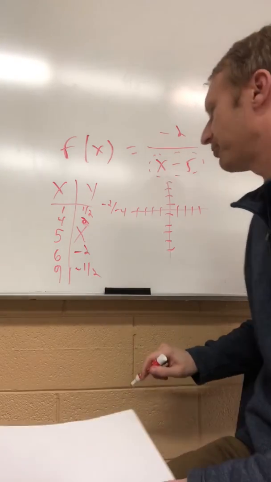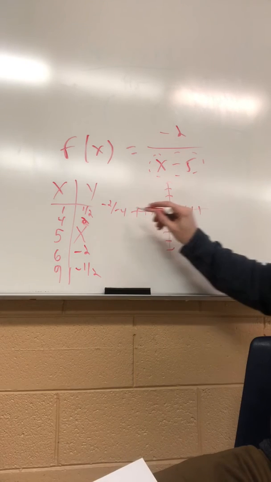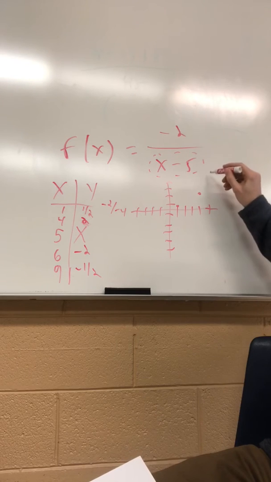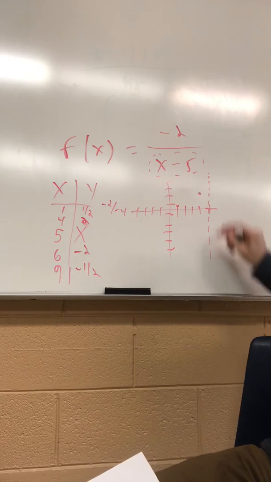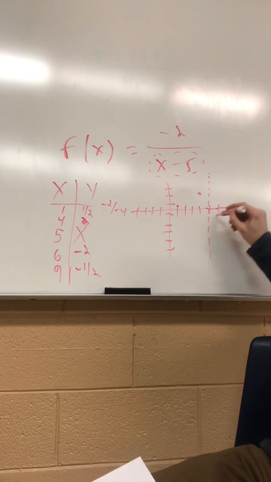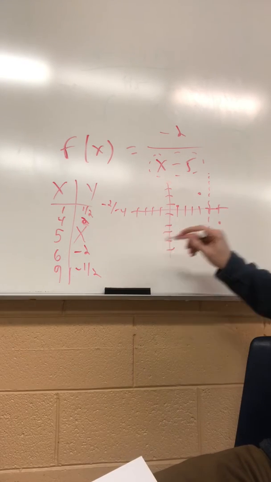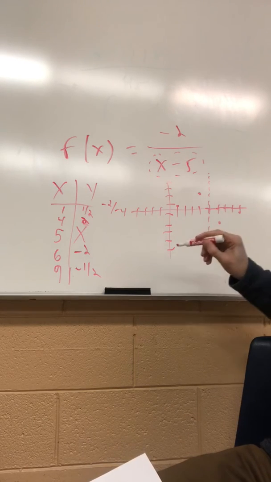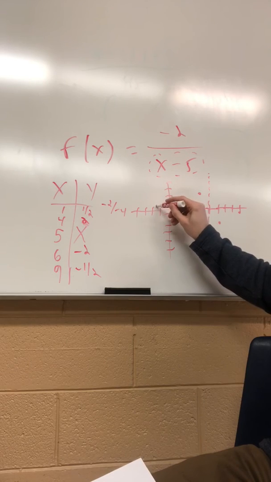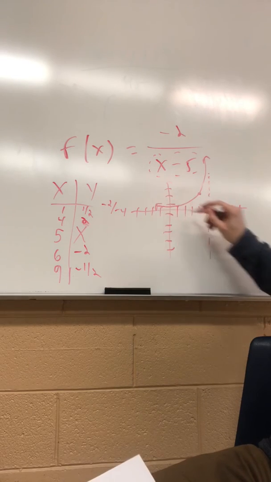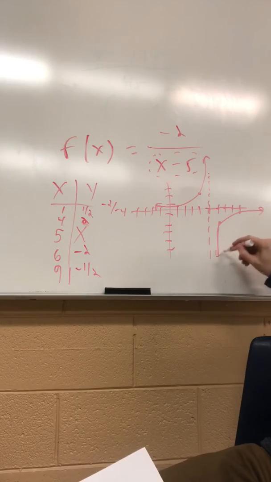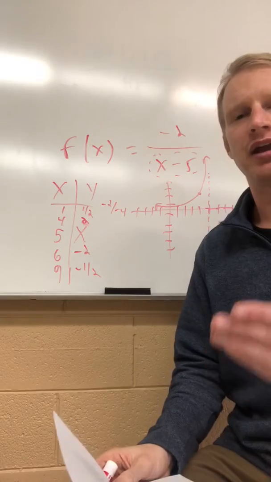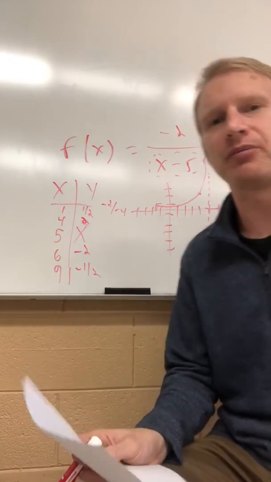All right? And then do your best to plot the points and connect the dots. (1, a half), (4, 2). 5, it's actually undefined, so nothing there. Just make a dotted vertical line. (6, negative 2). And (9, negative a half). And it actually looks like this. It's one of these graphs where it has an asymptote through the middle of it. And that's that.